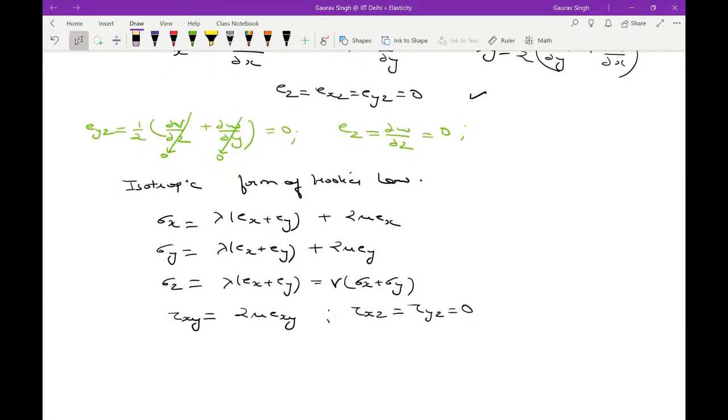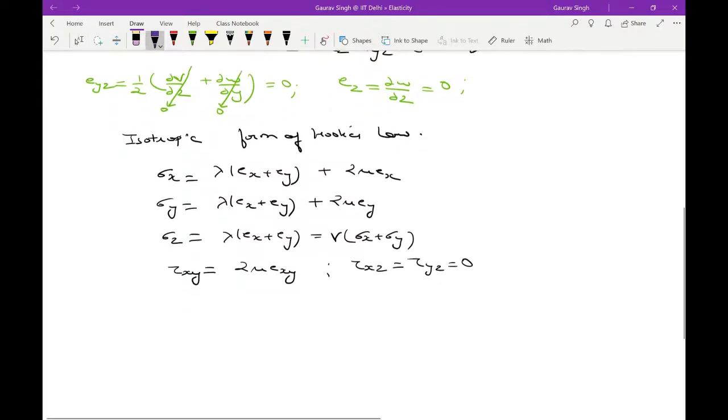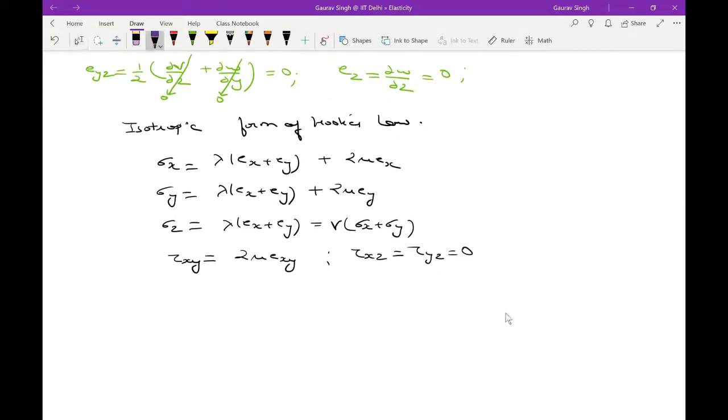Okay, now we'll see how this can be derived. One of the things is this is also a question from your text. Prove the above. That for an isotropic Hooke's law, this is what will happen. Let's see. I think this should not be very hard to do.